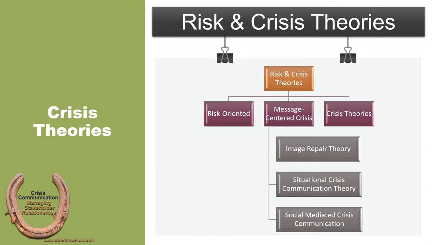A few examples of message-centered crisis theories include image repair theory, or IRT, which is one of the first genuine crisis communication theories and helped establish crisis communication as a distinctive area of study. It argues that one of the core functions of crisis communication is to repair the damage done to an organization's image, and that responses must take into account the nature of the crisis before developing its strategy. The theory therefore makes a number of situational recommendations about crisis response strategy.